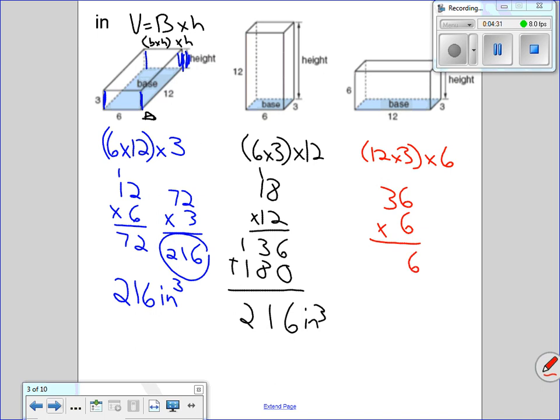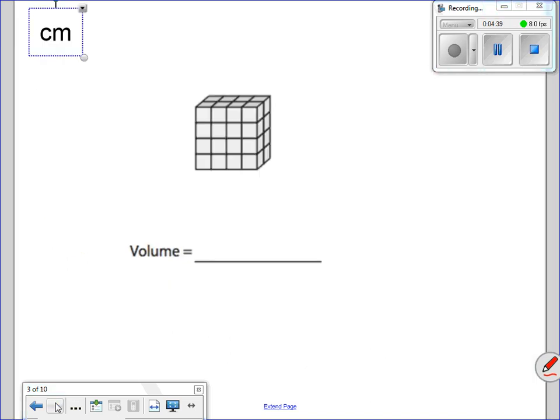6 times 6 is 36. 6 times 3 is 18, plus 3 is 216 inches cubed. Let's take a look at some more problems here.